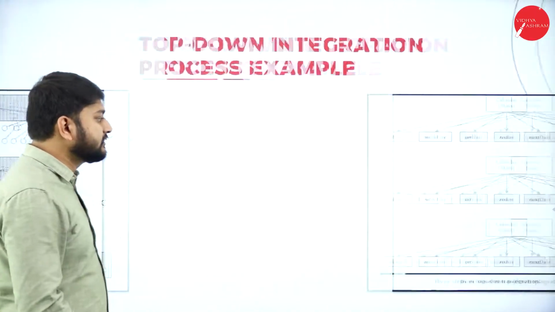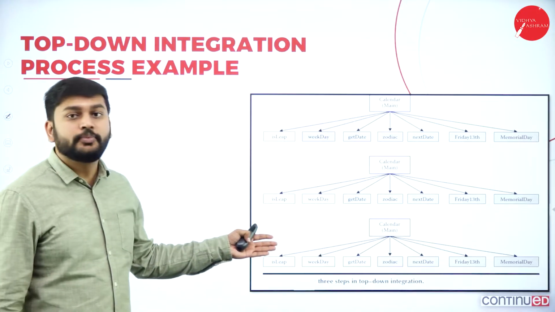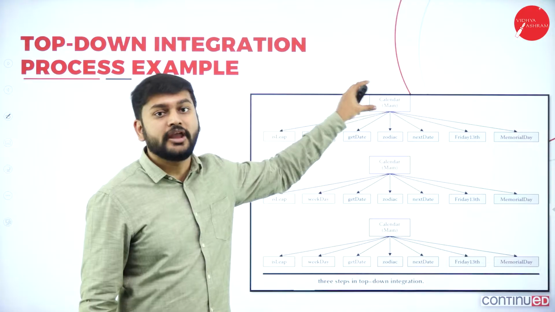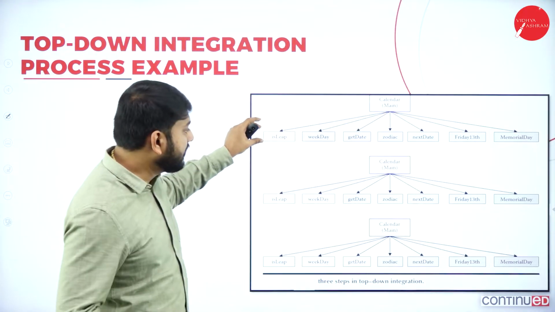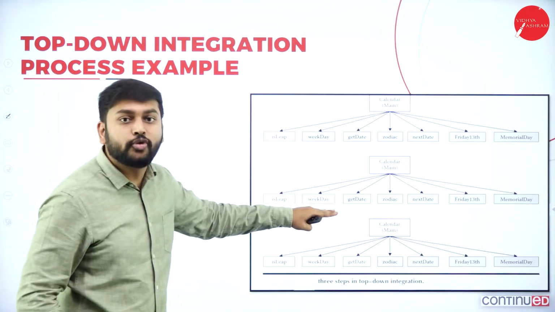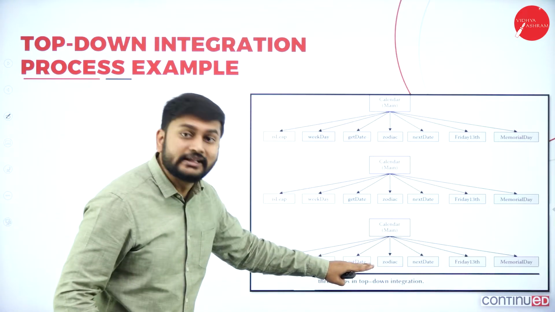Okay, let's understand this very clearly. I have an example for all of you. Please observe here. First I have calendar. That's the main function that I have. Then after that, I will integrate this sleep. This is the unit that I have. Then I will integrate weekday. Then I will integrate get data.